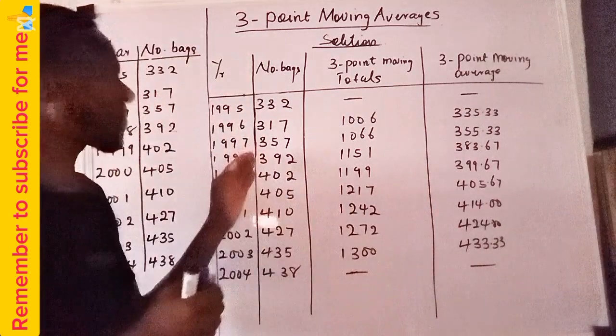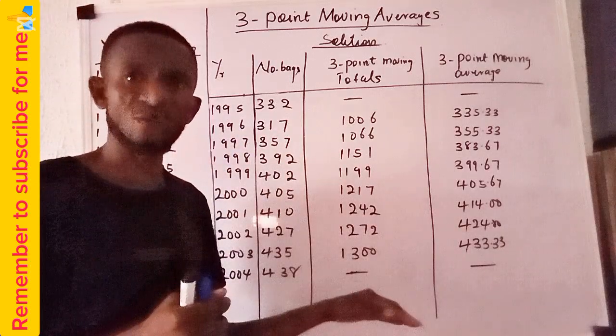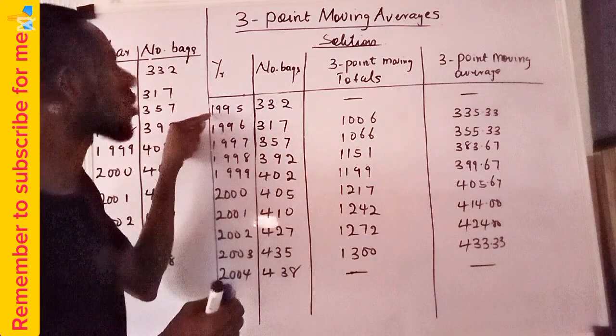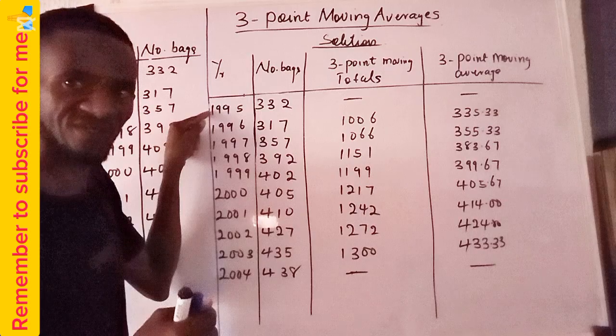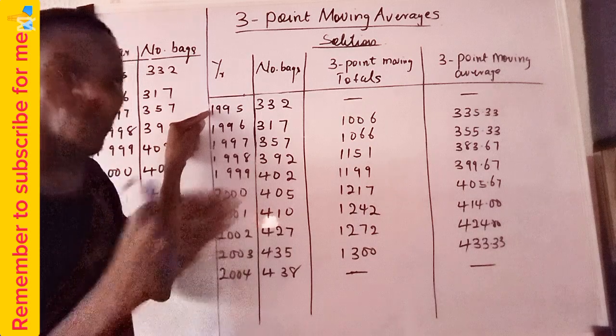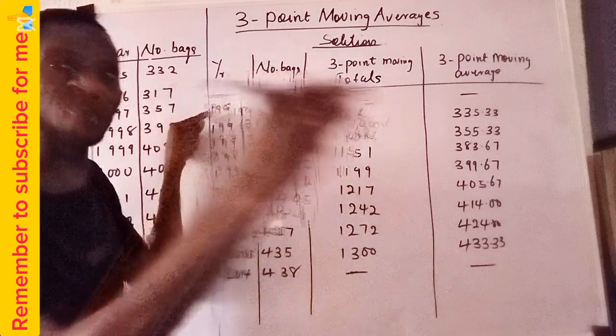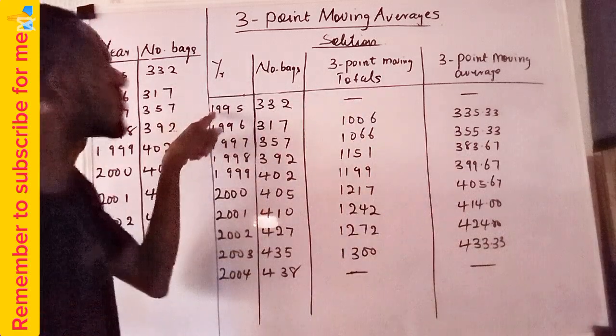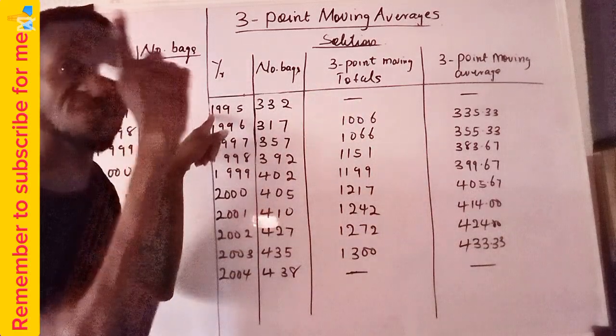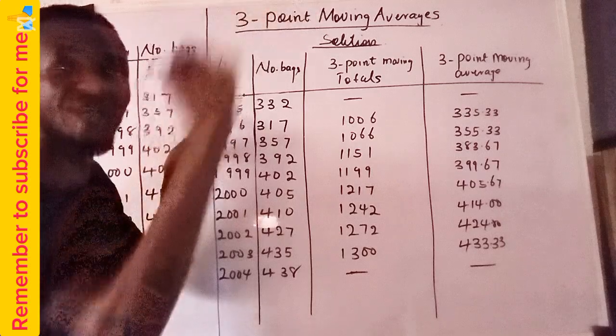Then when you want to go over to the next one, you are going to drop the first data point. That is to say that as you want to go over to calculating the next 3-point moving total or 3-point moving average, you are not going to begin to count from the first one, because in the first one, you already have started counting from the first one.